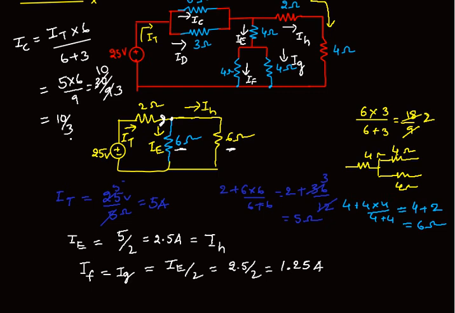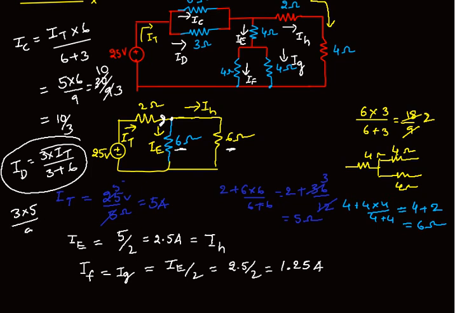So 10 by 3. Suppose you want to find out ID, the same formula, 3 into IT by 3 plus 6. This is the current division rule. According to this you can calculate the value. So if you write 3 into 5 by 3 plus 6, which is 9, that means 5 by 3. So you can find ID is 5 by 3, IC is 10 by 3, IF and IG both are half of IE, that means 1.25. IE is equal to 2.5, IT is equal to 5 amperes.